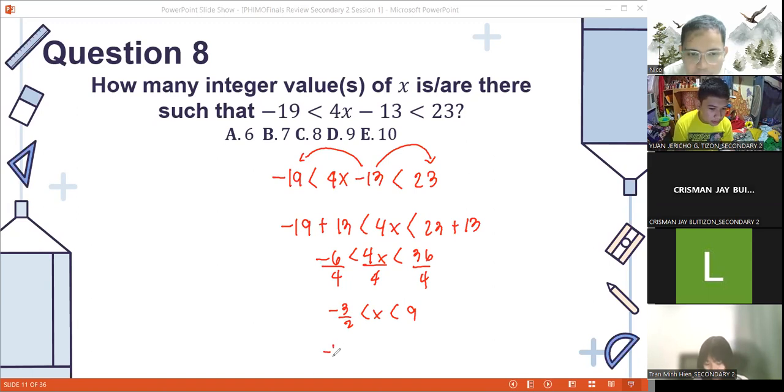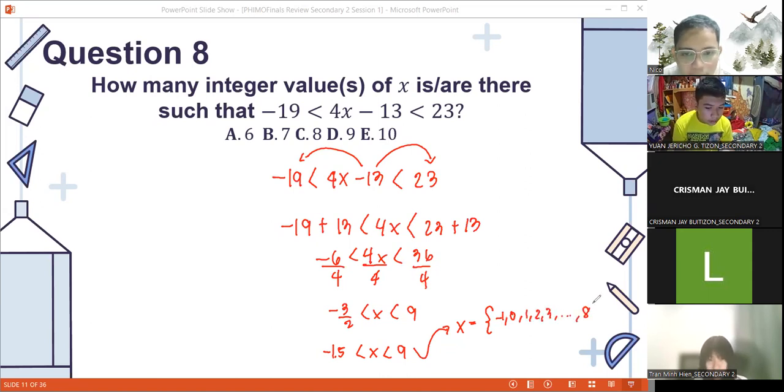What is this one? Negative 1.5, right? So for the values of x, if it's only integers, it should be greater than negative 1.5: negative 1, 0, 1, 2, 3, until 8. So there are around 10 integer values. So the answer here is 10.